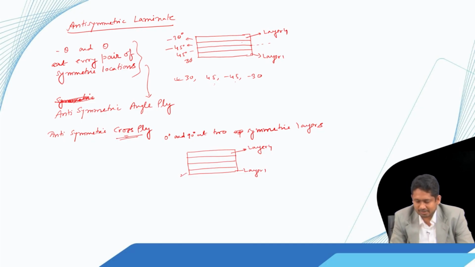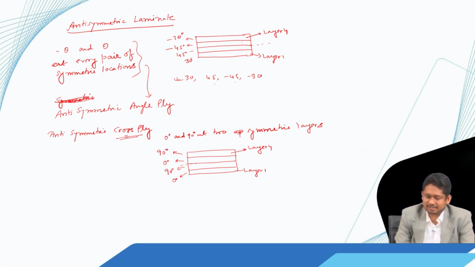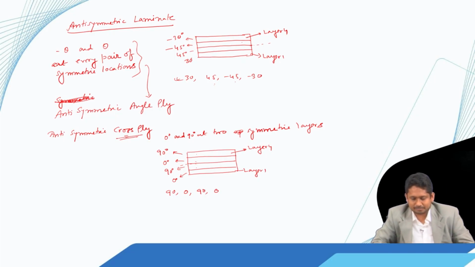So, if we lay them up like this, we have 0 degree, then we put 90 degree and then we put 0 degree and then we put 90 degree here. Then with respect to this midline, if we look up we see a 0 degree ply, if we look down we see a 90 degree ply, and 0 and 90 are opposite of each other. And similarly, if we look further up we see 90, and if we look further down we see 0. So, this kind of sequencing is an example of an antisymmetric cross ply sequencing.